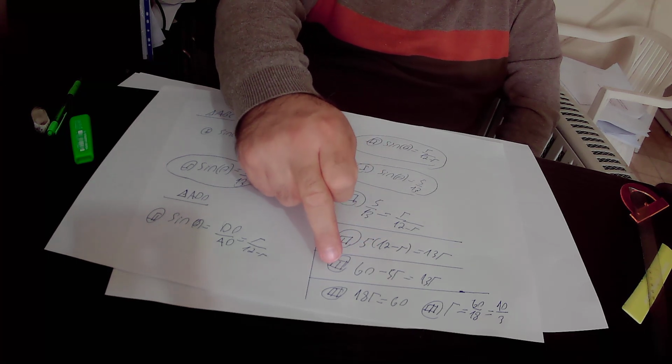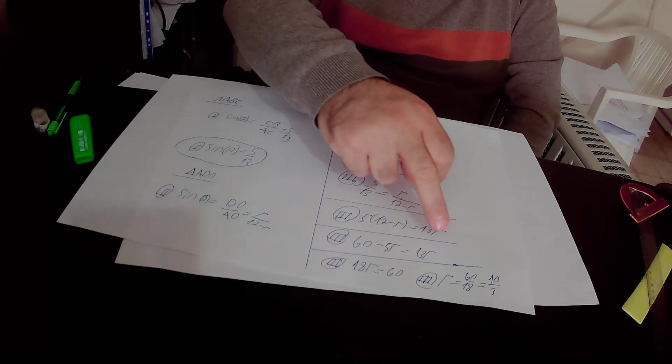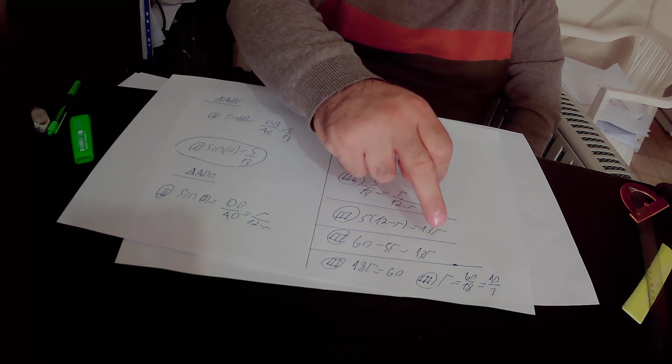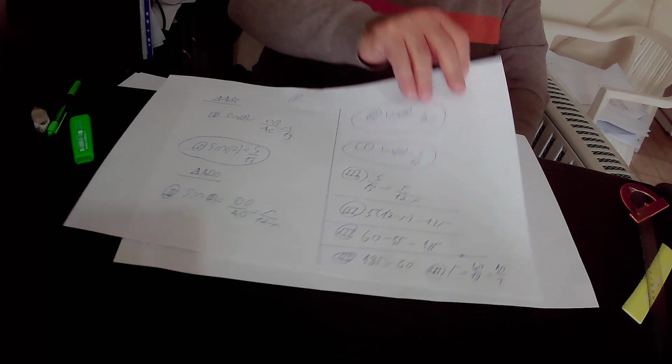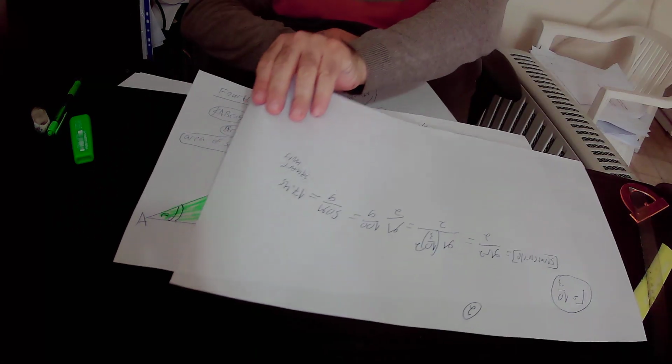We divided this equation by 18, and we got that R equals 60 over 18 units. 60 over 18 is 10 over 3. So we found out that R equals 10 over 3.